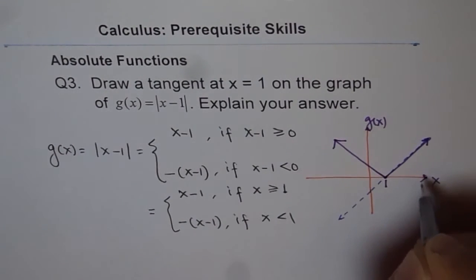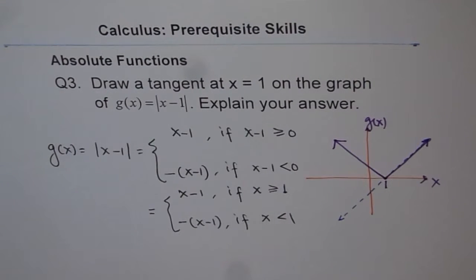Do you understand? So that is how we really draw it. That is our function g of x. For that matter, all the absolute functions should be drawn in this fashion, right? So a part of it is positive and the other part is negative. That is how it should be seen, okay? Now let's get back to the question.